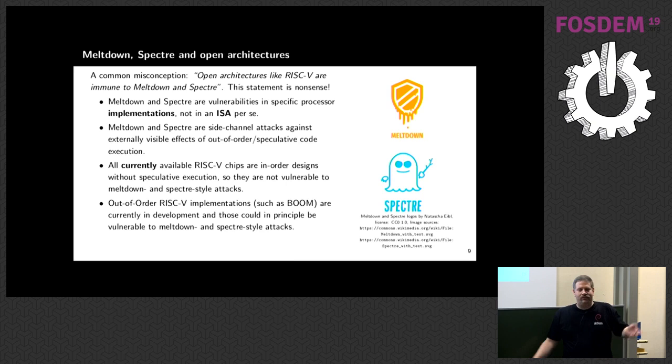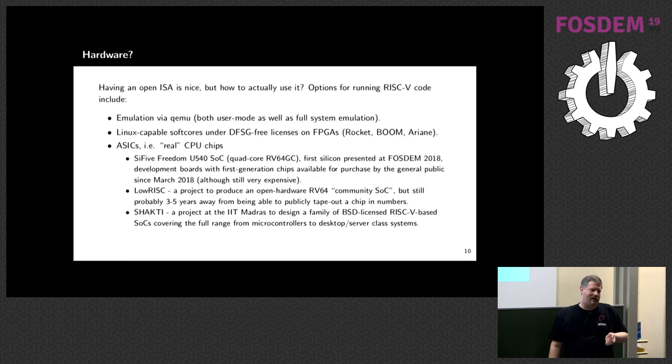So now we have an ISA, but if we want to use an ISA, we'd like to have hardware, or at least otherwise run code. There are multiple options. We can do QEMU emulation. QEMU has support for both user space as well as full system emulation. We have CPU designs which can be instantiated in field programmable gate arrays. I'll get to that later on. And we also have real CPU chips.